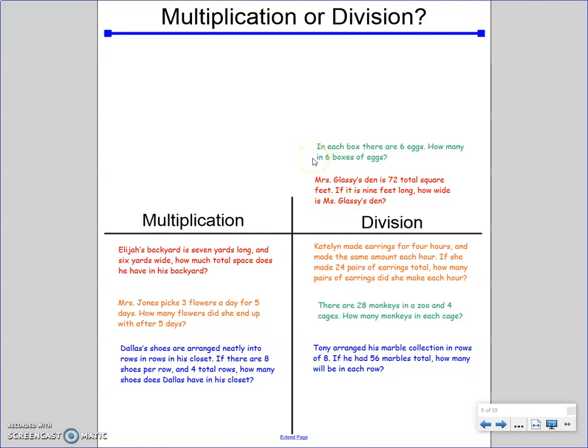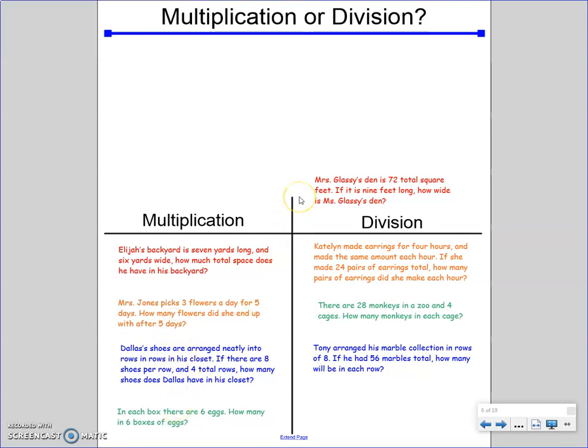What about this equal-sized group problem here? In each box there are 6 eggs. How many eggs are in 6 boxes of eggs? Well, in this problem, what kind of problem is this? I agree. This is a multiplication equal-sized group problem because we don't know the total number of eggs. That's what we're trying to find out.